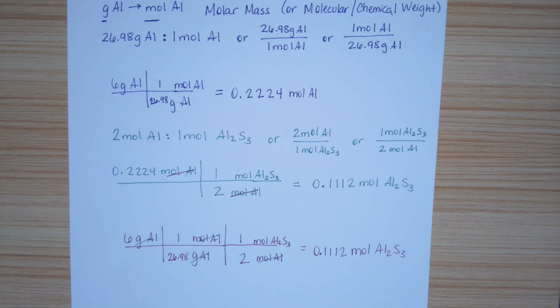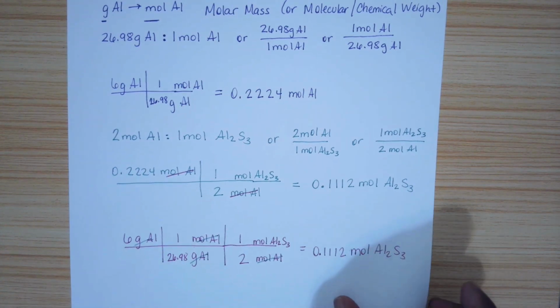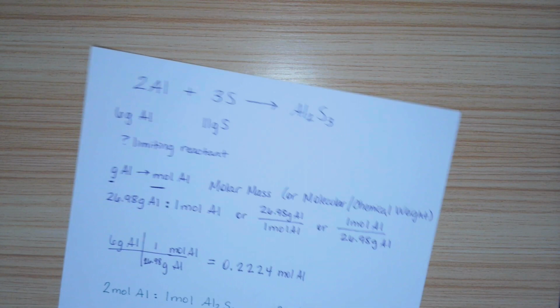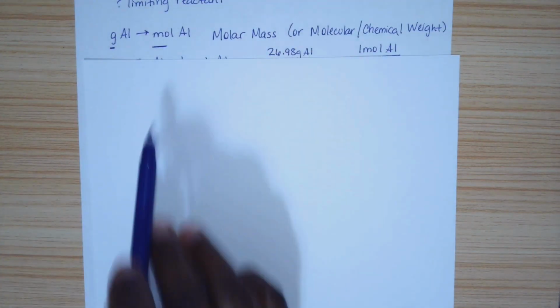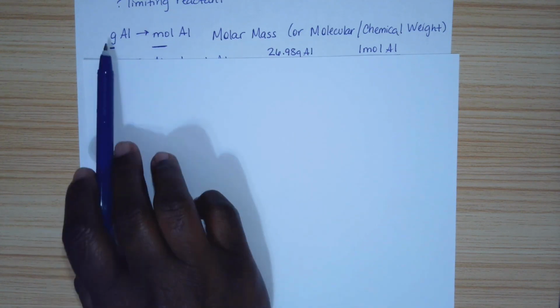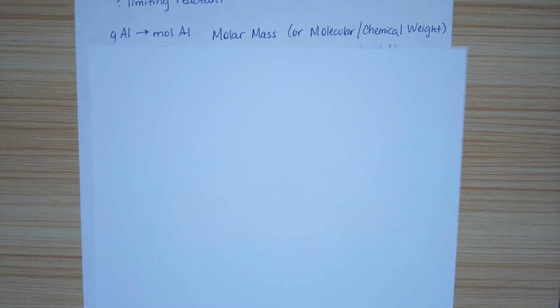So that is just one reactant. But then we have to turn around and do the same thing with the second reactant. The process is going to be the same, but the numbers are going to be a little different. So now we're still going to use the same process. But instead of grams of aluminum to moles of aluminum, now we're starting with grams of sulfur to moles of sulfur.